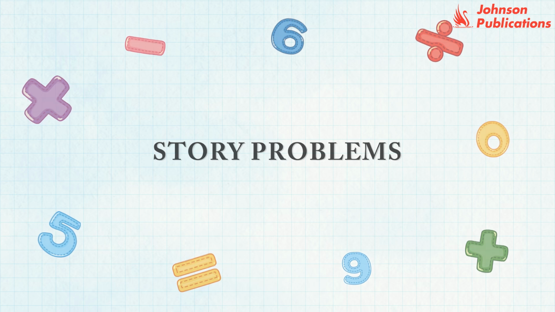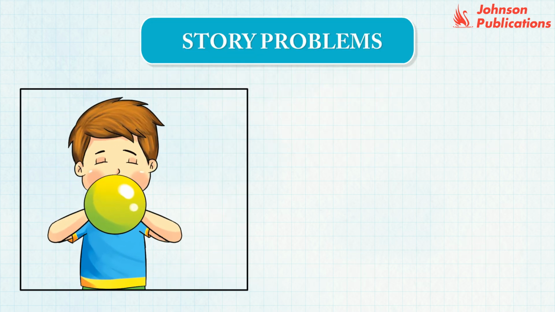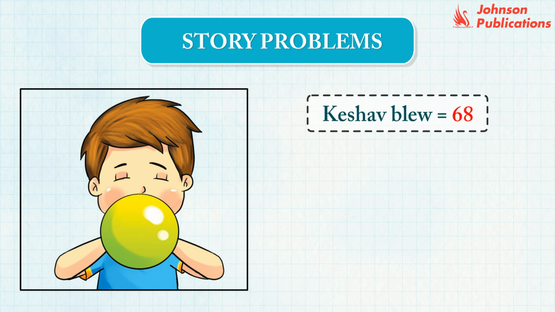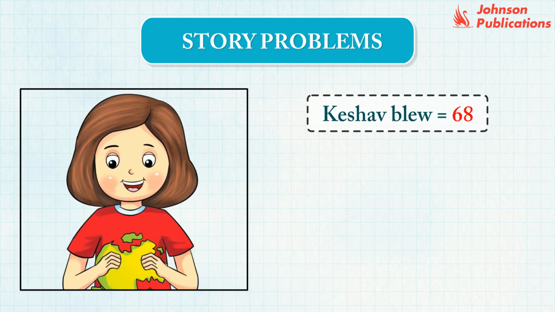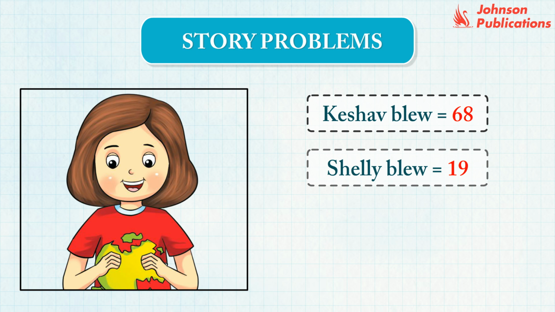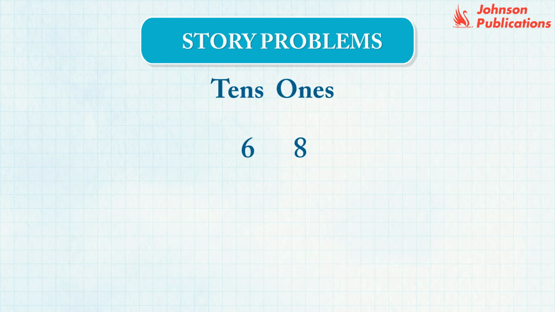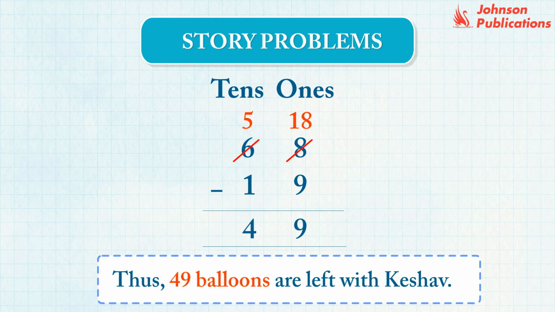Story problems. Keshav was blowing balloons for his birthday party. He blew 68 balloons. His friend Shelly burst 19 balloons. How many balloons are left with Keshav? We place the numbers in place value columns and subtract. Thus, 49 balloons are left with Keshav.